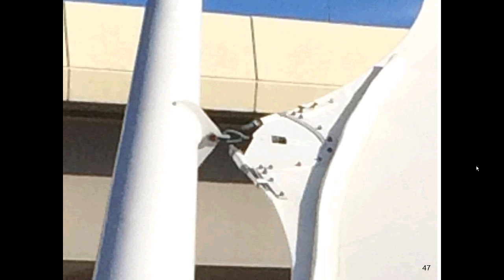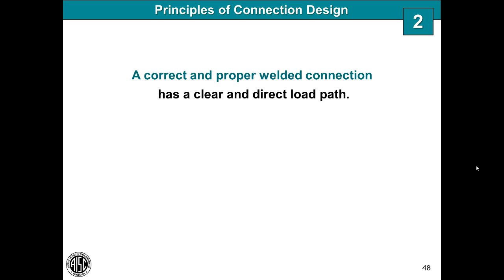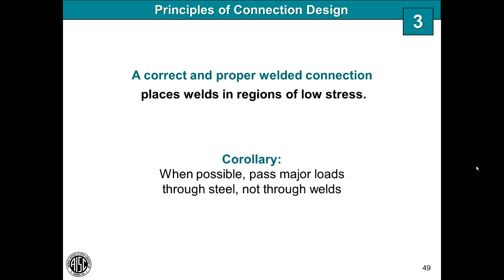So in review, principle number 2 tells us that a correct and proper welded connection has a clear and direct load path. Number 3, a correct and proper welded connection places welds in regions of low stress. A corollary to this principle is, when possible, pass major loads through steel, not through welds. Now that might seem strange to you for a welding guy to be saying, when possible, keep the loads in the steel, don't transfer them through the welds. But that's just practical sense, good engineering. Don't put your major loads through the welds if you don't have to.